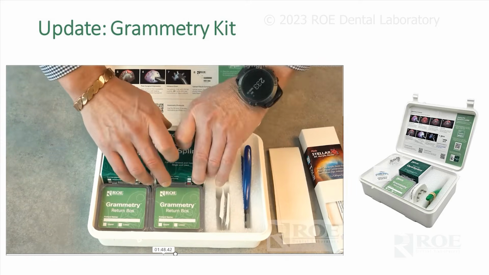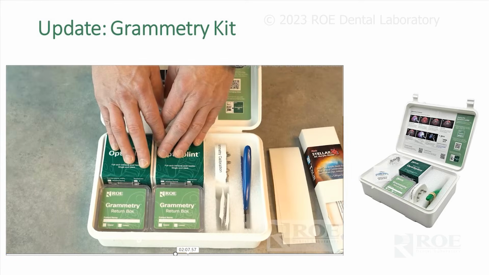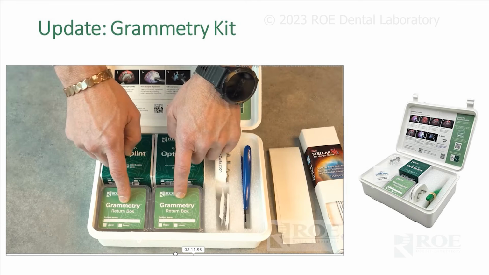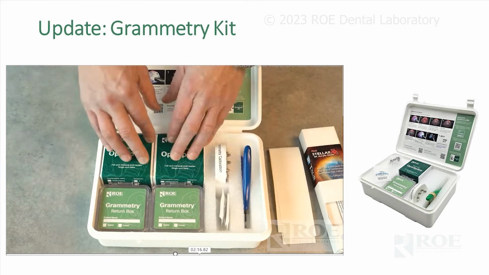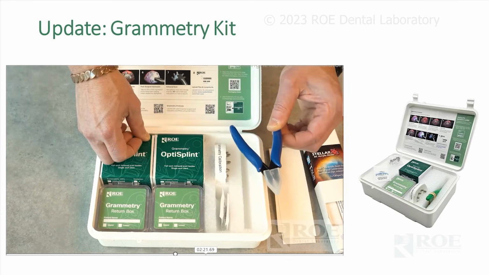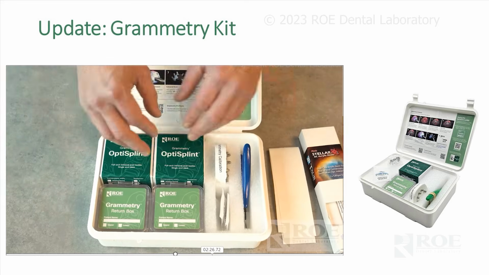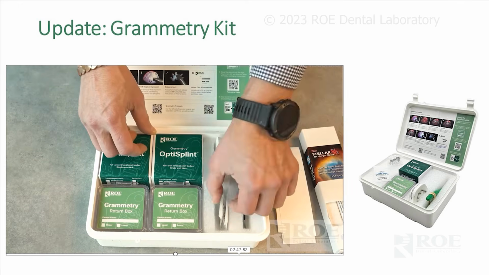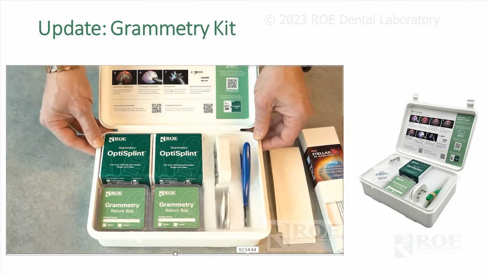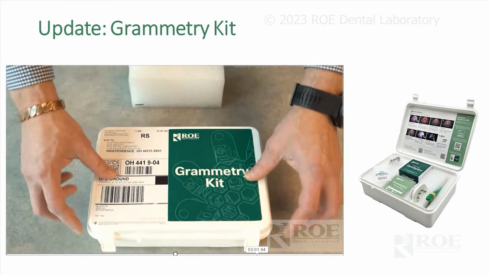OptiSplint kits, depending on what system you're buying, will be in the kit. Then we have the return packages that gently compress the OptiSplint so they don't get damaged when they come back. We have pliers for snipping the framework when you need to. We have a calibration kit, the calibrator. And then just some extra little components if you bought extra scan bodies. And that's what comes in the box when you order a new case from us.